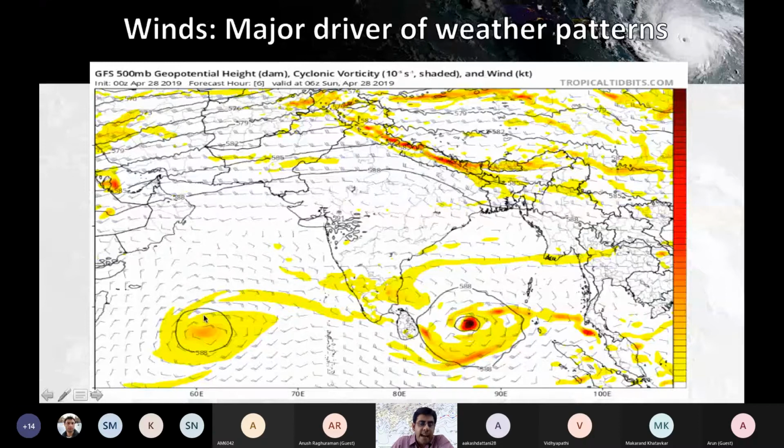I see a low pressure which is seen here. So winds can also be a surrogate proxy for a low pressure system. I'm just showing how wind charts are presented and how to read them. So these are easterly winds and these are westerly winds.